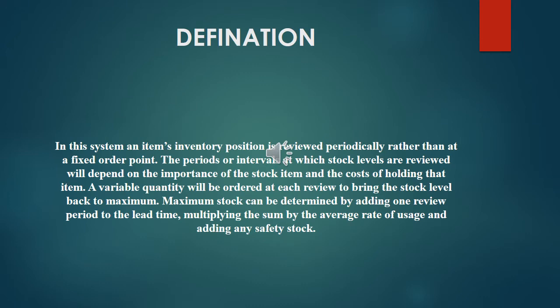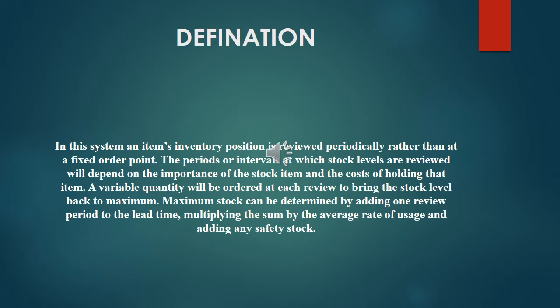We are going to start with the definition. The first thing we are going to look at is the definition. We define periodic review system as a system where inventory position is reviewed periodically rather than at a fixed order point. In this system, an item's inventory position is reviewed periodically rather than at a fixed order point.